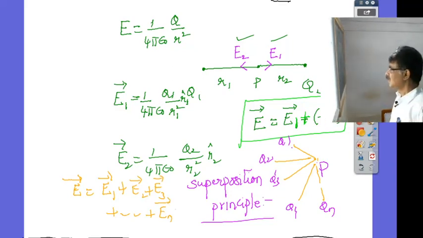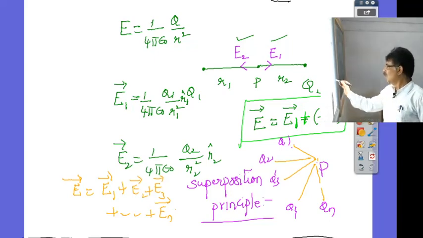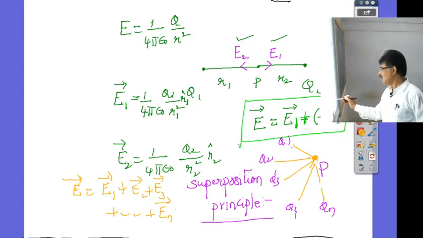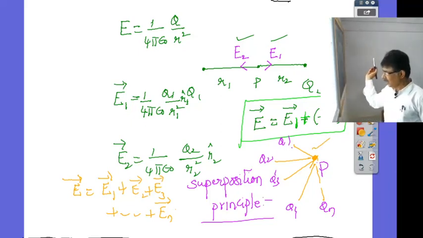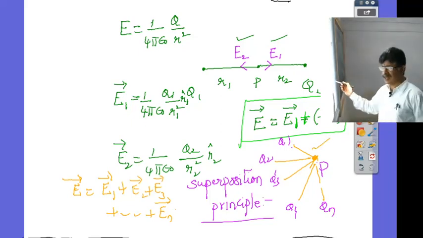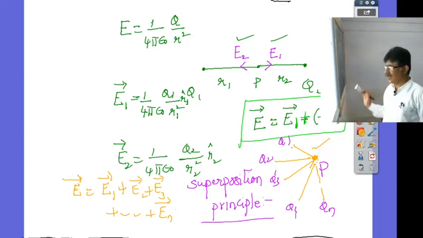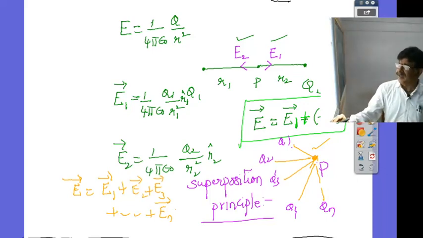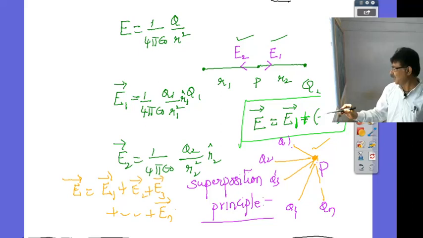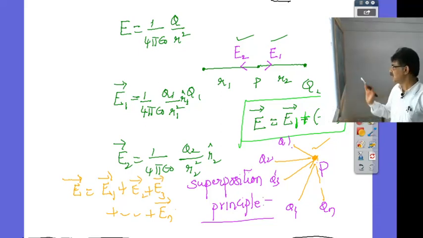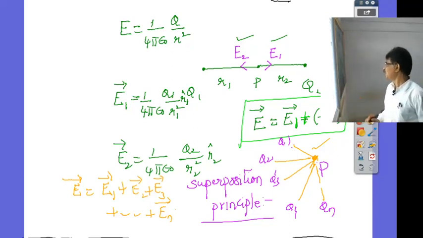So let me give you the statement of the superposition principle here. The electric field intensity at a point in space because of a number of charges distributed discretely is the vector sum of the electric fields due to individual charges. I think it is very simple.